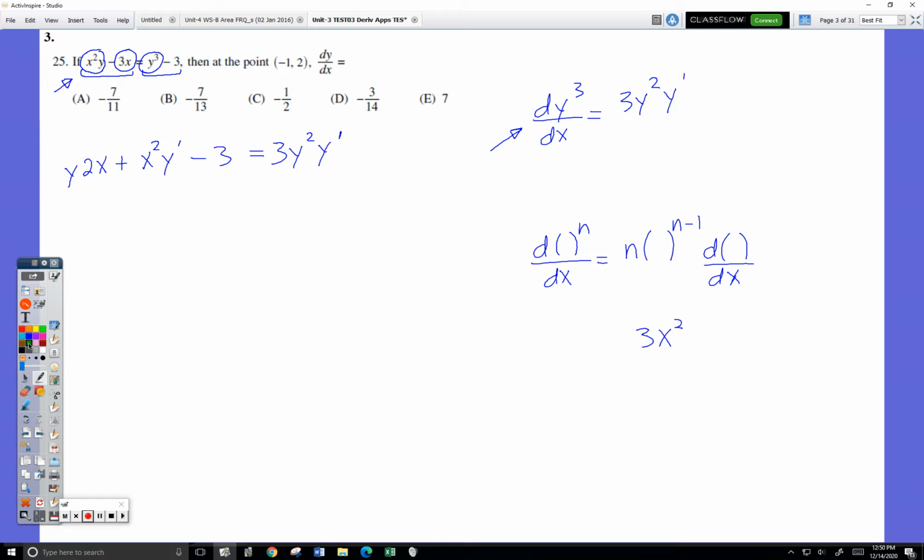I think trying to get all the y primes on one side, correct? So I think you subtract x squared y prime to the 3y squared y prime. Fair enough. So tell me what's right. So y(2x minus 3) equals 3y squared y prime minus x squared y prime. And then divide by 3y squared, so you get 2xy.